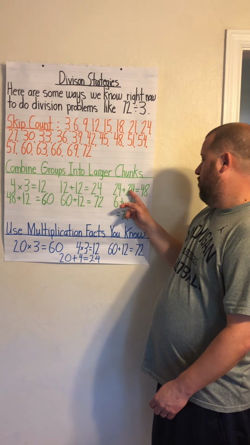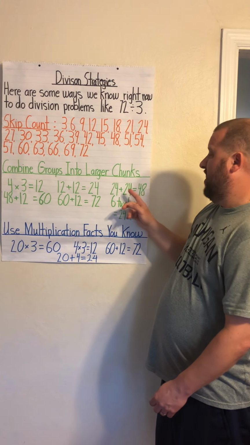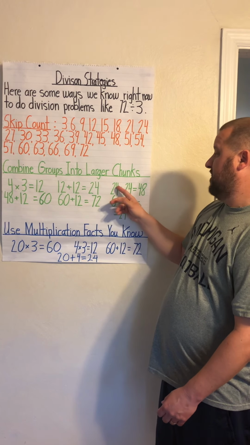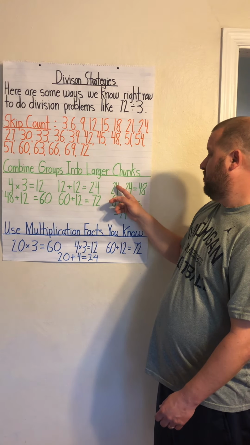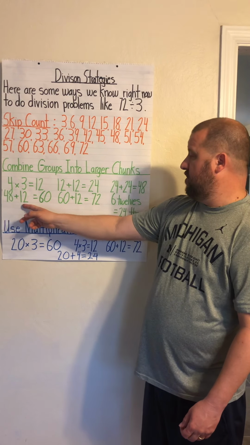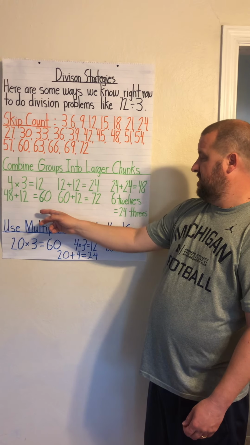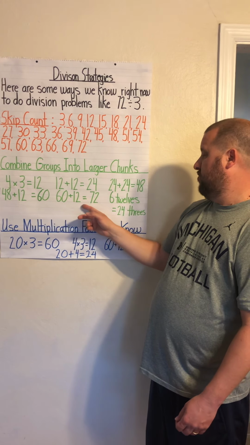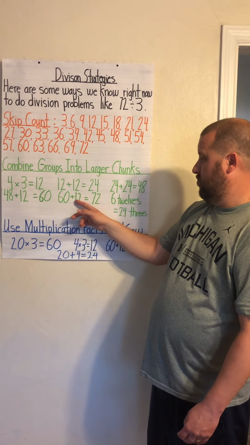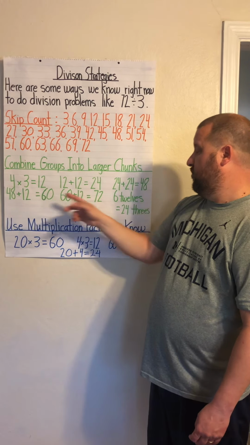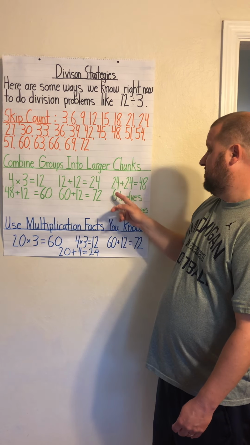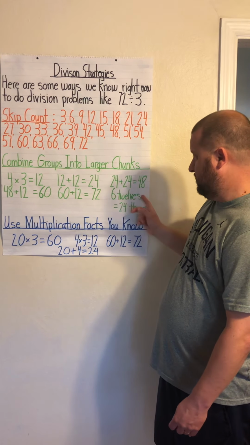24 plus 24 gives me 48. So now I know that I've used a total of 4 12s because each 24 is worth 2 12s. Now I add another 12, so 48 plus 12 equals 60. 60 plus 12 equals 72. So now I have to remember how many 12s I used. I used 1, 2, remembering that each 24 is worth 2, 4 of them, 6. So I used a total of 6 12s.